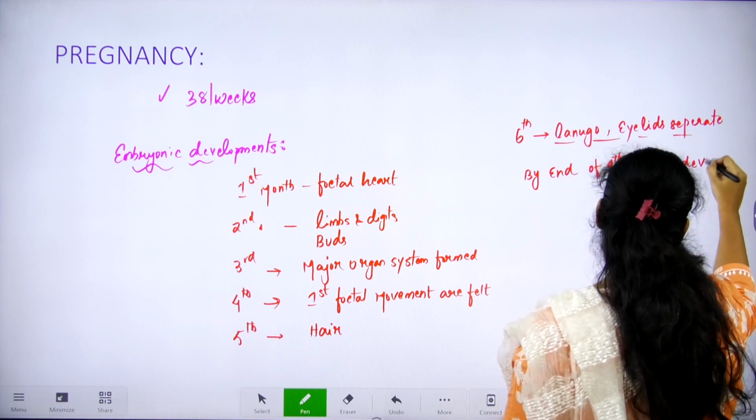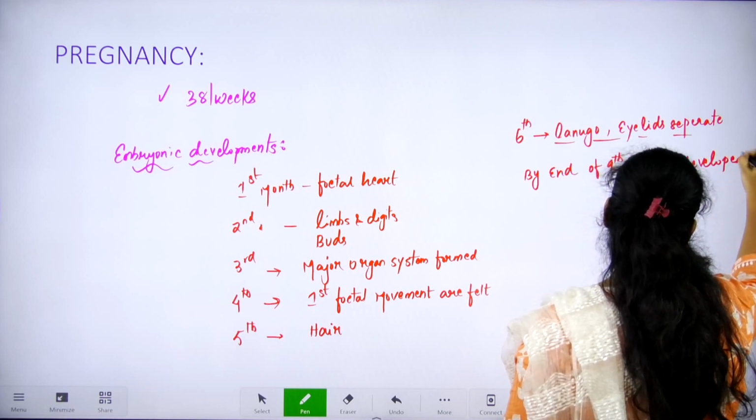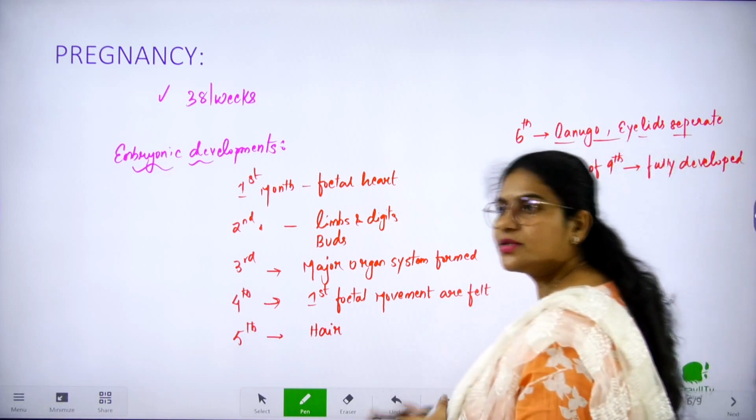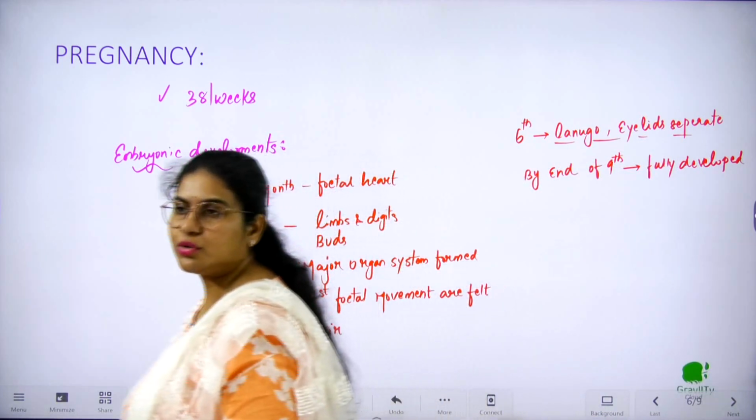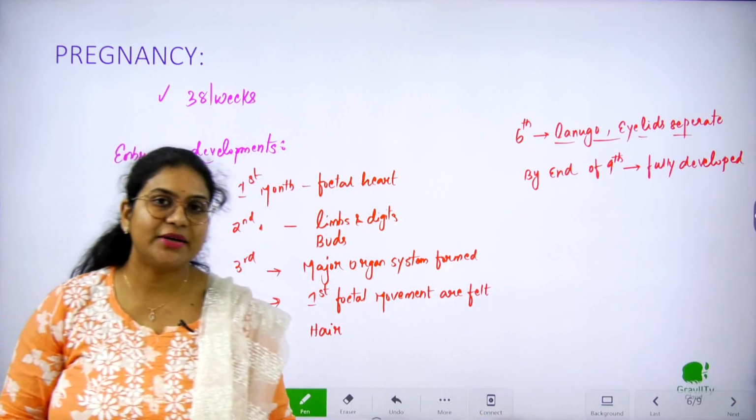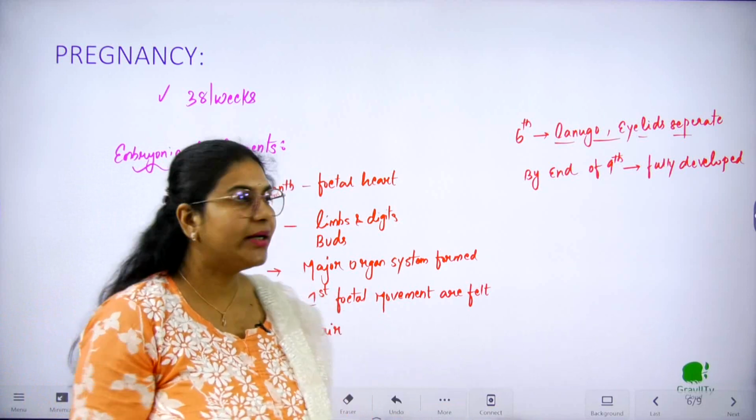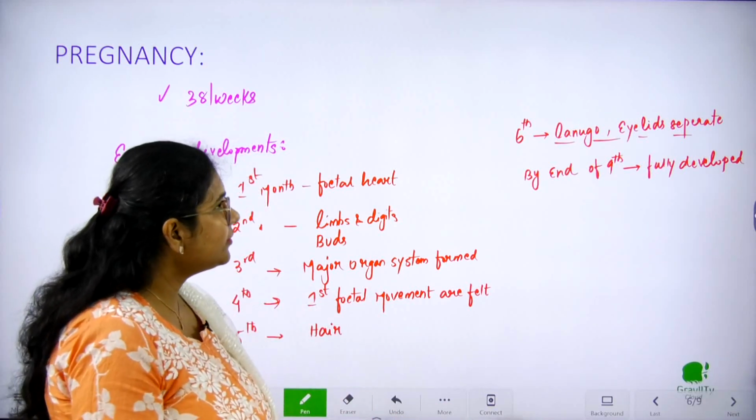Fetuses born before around 38 weeks are underdeveloped. Their body systems are formed, but they are not completely matured. So in an immature birth, they require NICU attention. Clear, everyone?